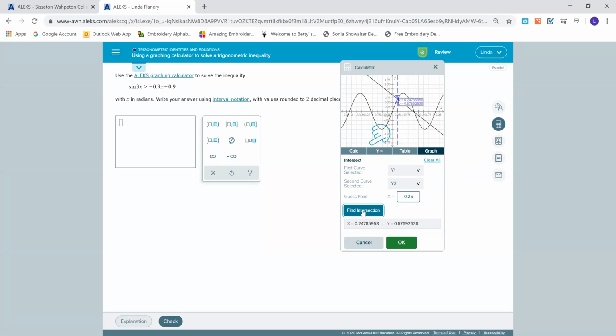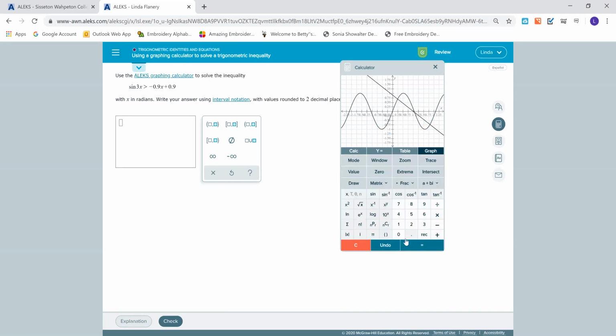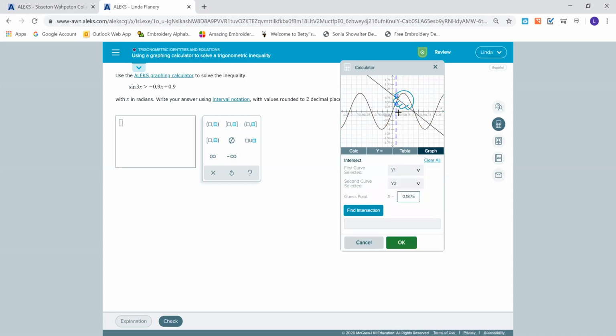So I can see there that the x value of my intersection, which is what I'm worried about, is at 0.25 if I round that off to 2 decimal places. You can see right down here on the bottom, you get 0.247. And then I'm going to hit OK, and I'm going to hit intersect again. This time I'm going to drag my intersection over here, somewhere close in there, find intersection, and that is going to be 1.067, so 1.07.